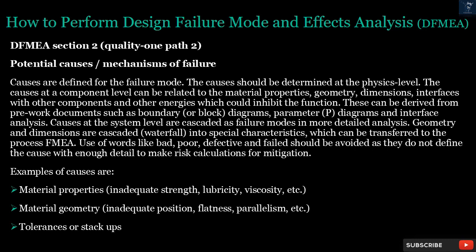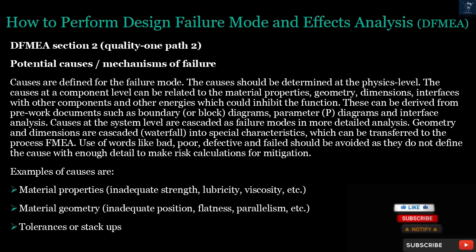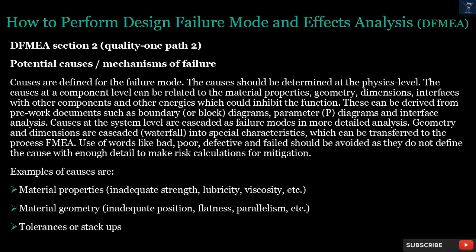Causes at the system level are cascaded as failure modes in more detailed analysis. Geometry and dimensions are cascaded, waterfall, into special characteristics, which can be transferred to the process FMEA. Use of words like bad, poor, defective, and failed should be avoided as they do not define the cause with enough detail to make risk calculations for mitigation. Examples of causes are material properties: inadequate strength, lubricity, viscosity, etc. Material geometry: inadequate position, flatness, parallelism, etc. Tolerances or stack-ups.